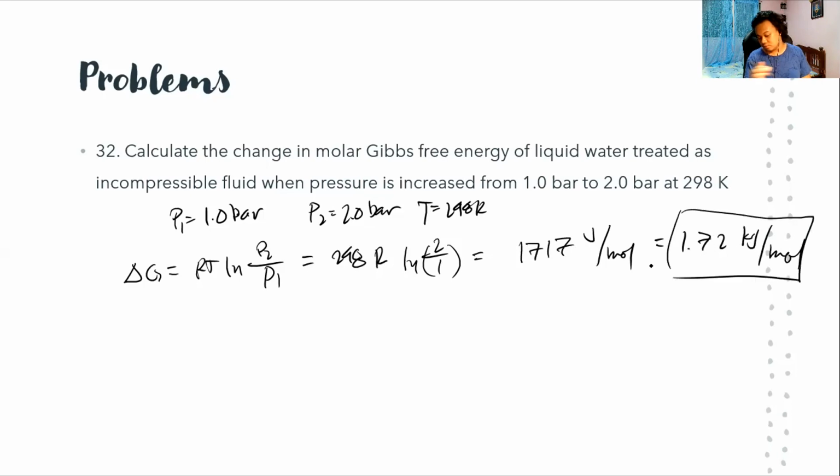Okay, so that's letter B in the choices. I forgot to write the choices here in the presentation, but this is letter B in the choices. Okay, so it's actually easy. That's the easiest one that I have given you.